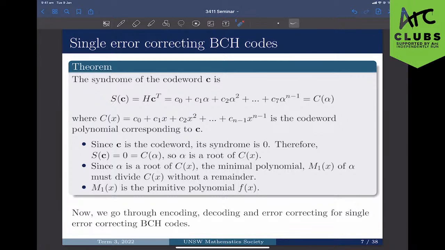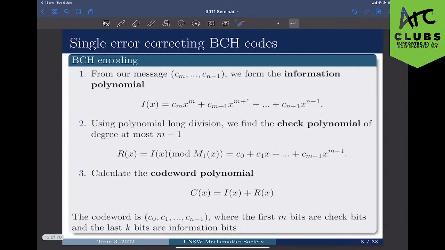Now we go through the more important part of BCH codes, which is encoding, decoding, and error correcting for single error correcting BCH codes. So first we look at encoding. We're going to start with a message, and if we remember, our message is k equals n minus m bits in length. And from these k digits, we form an information polynomial.